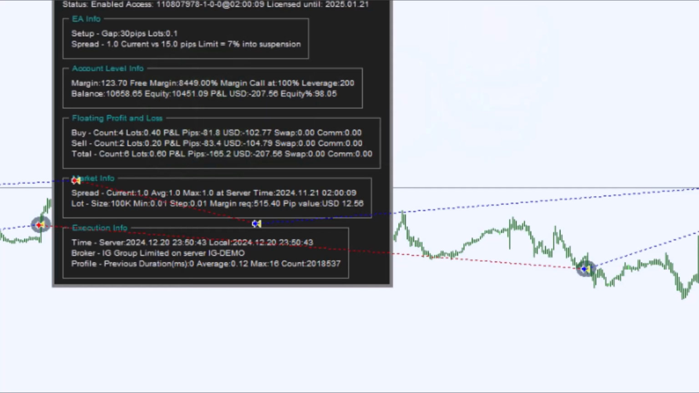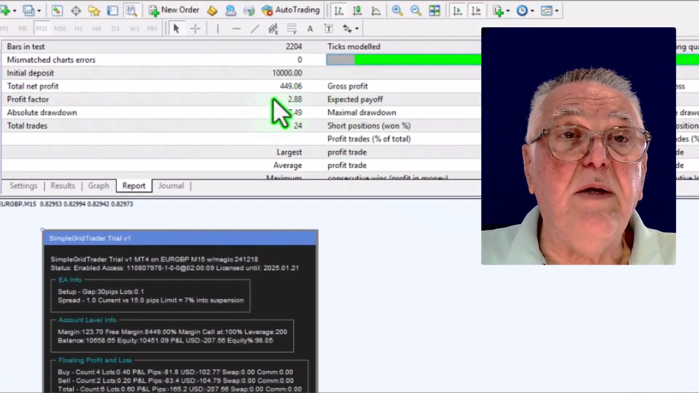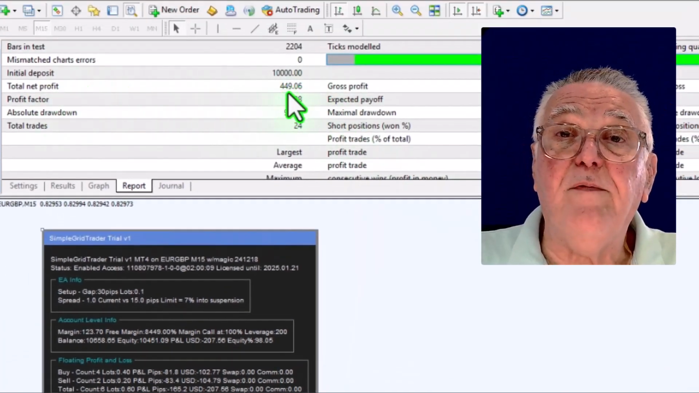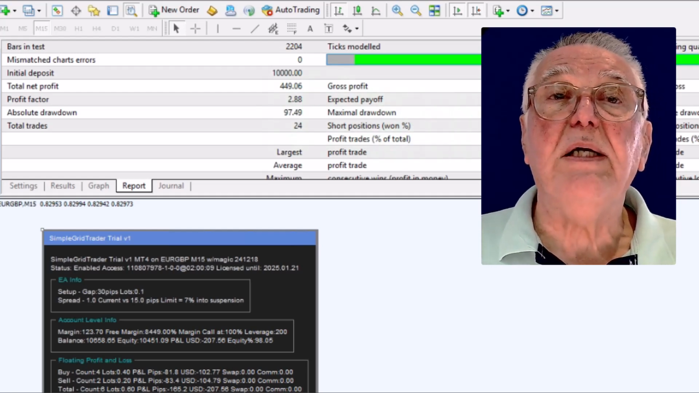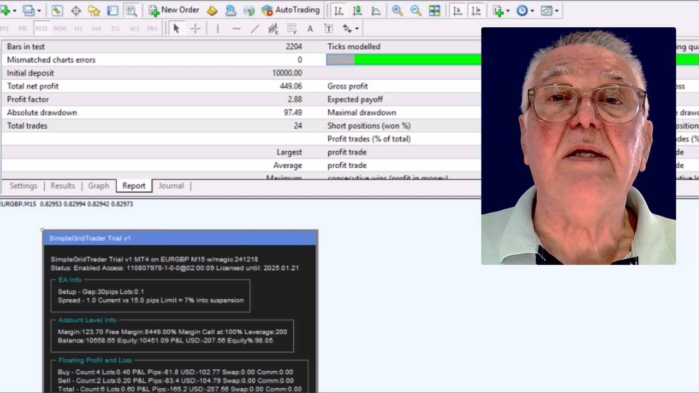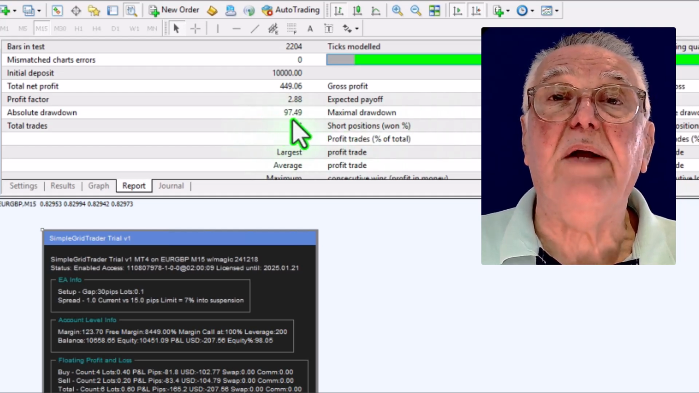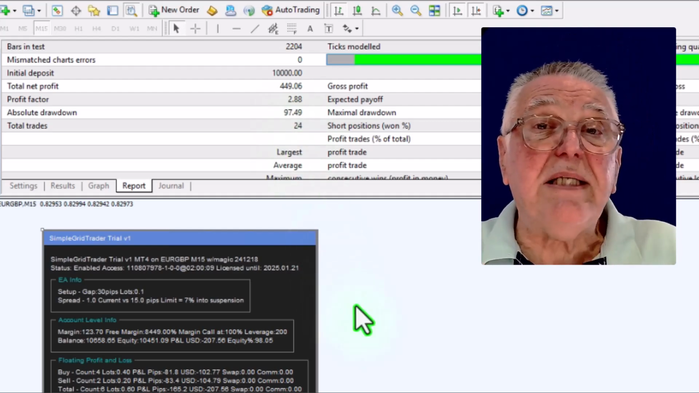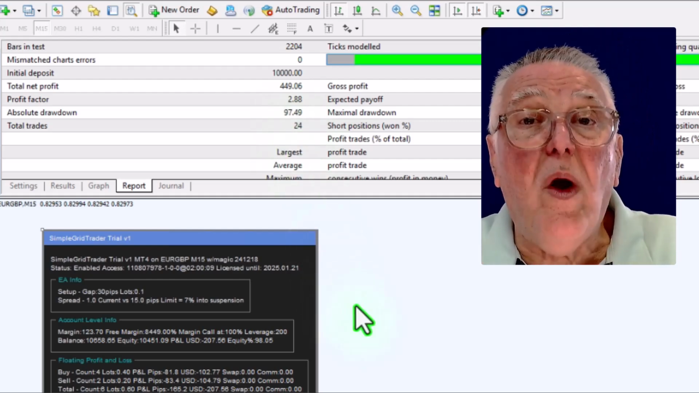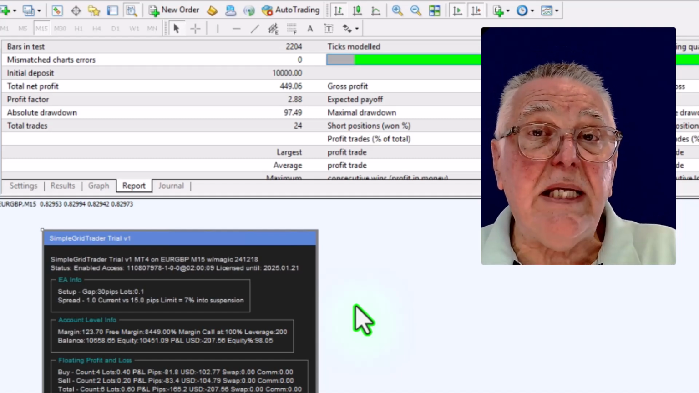Okay, so let's have a look at the actual results, and there they are. The profit was $449. The maximum drawdown was $335. The absolute drawdown was only $100. So nice, everything's nice and controlled, and that is what we've given you: conservative settings to keep everything nicely under control.